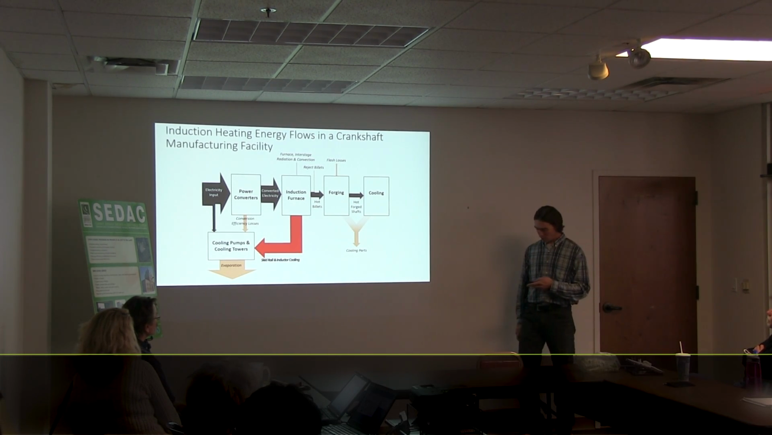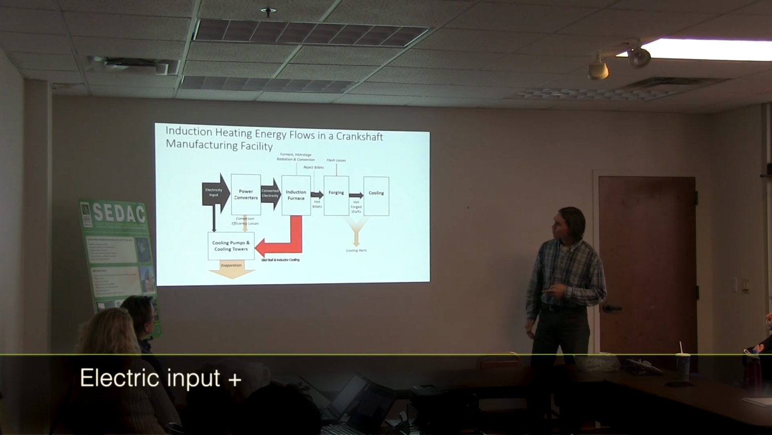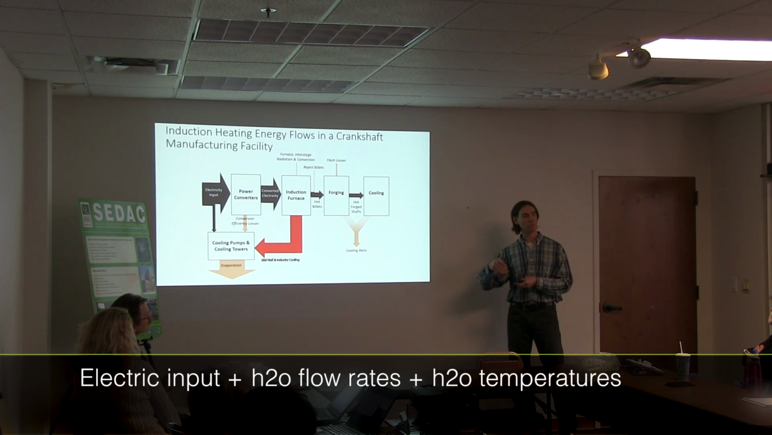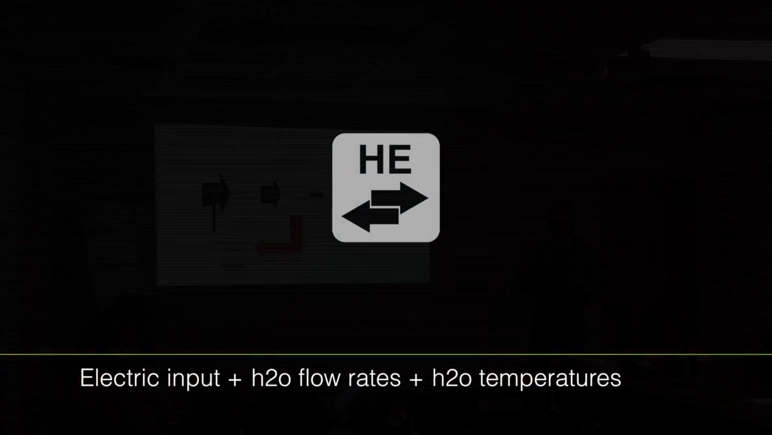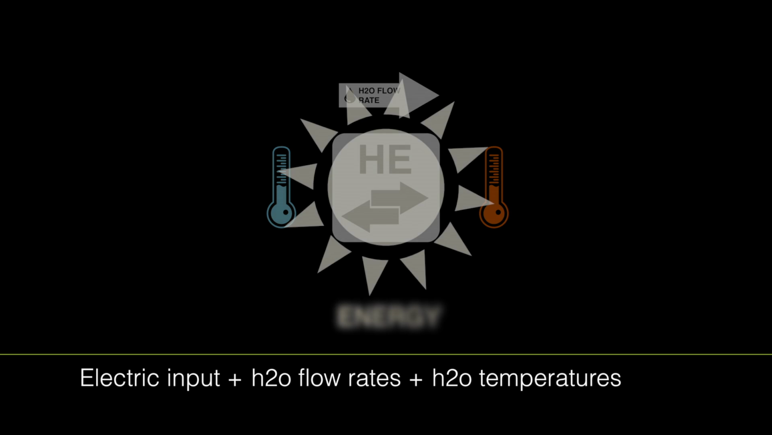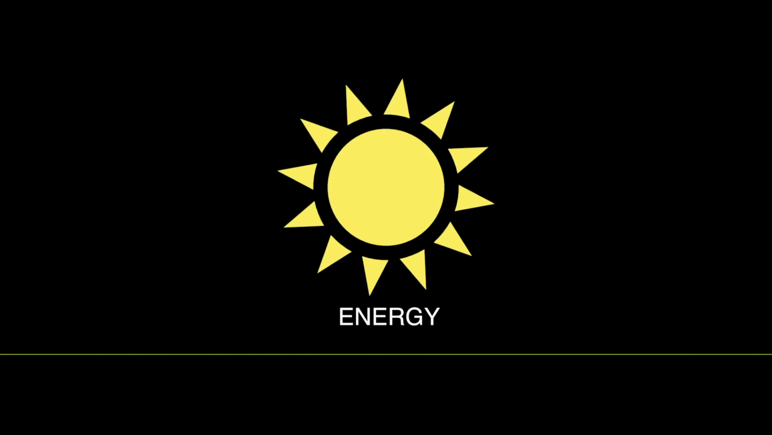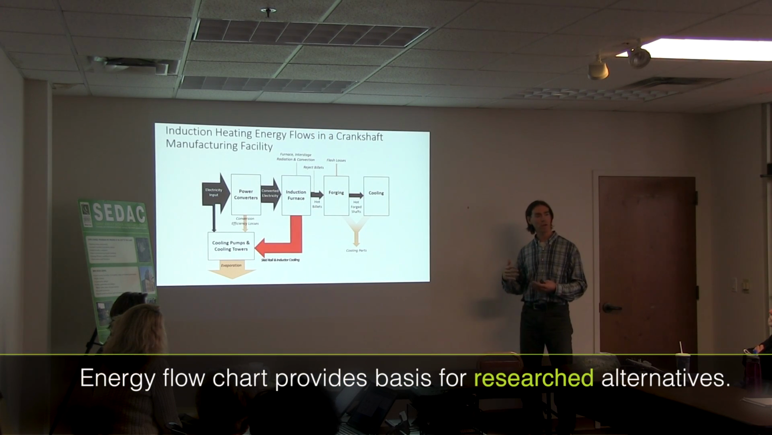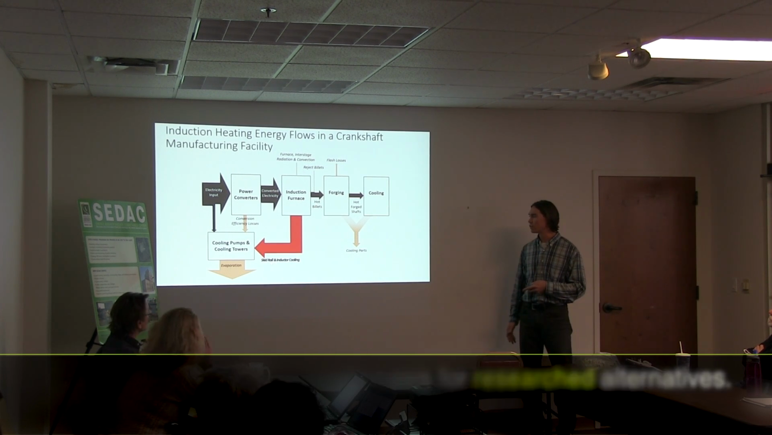So we have a known electric input, and then we have known flows of water and known temperatures of water. If I have a heat exchanger where I know the flow rate of water and I know the temperature on one side of the heat exchanger and the temperature on the other side, then I can figure out how much energy went into there. I was trying to steer them in the direction of, well, maybe this is an area for research, looking at some alternative materials, say for the skid rail.